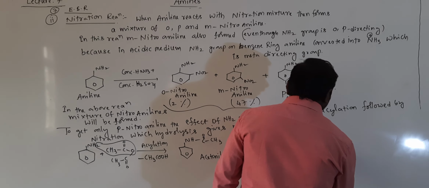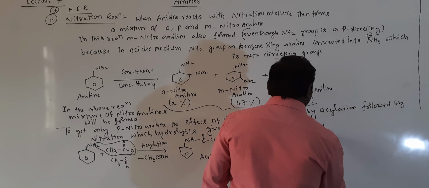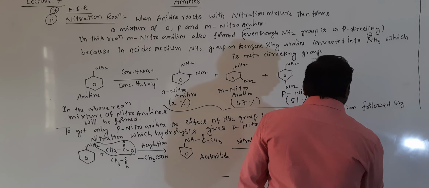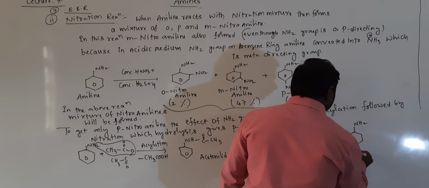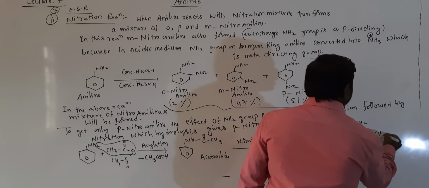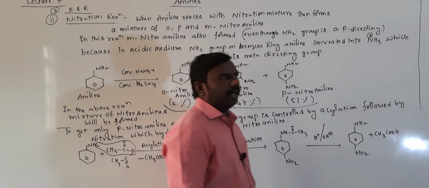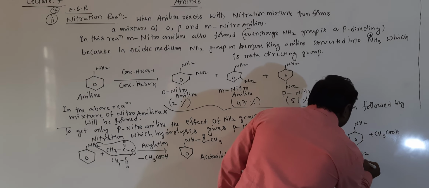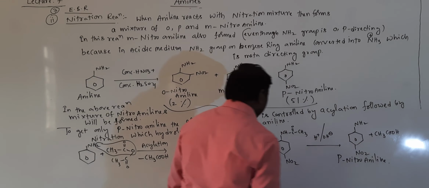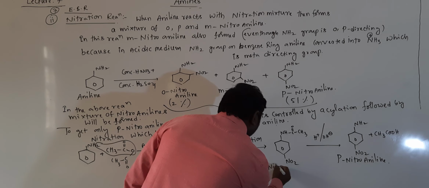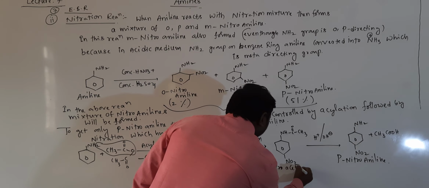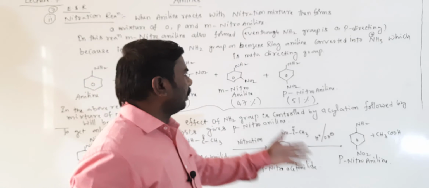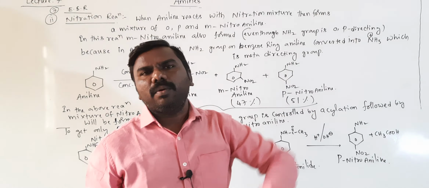Then para-nitroacetanilide, this on hydrolysis in acidic medium or basic medium, then NHCOCH3 is converted into NH2, this is NO2, and the rest of the byproduct will be eliminated, right students? So para-nitroaniline will be formed. So by direct nitration you are getting a mixture of ortho, para, meta nitroanilines.